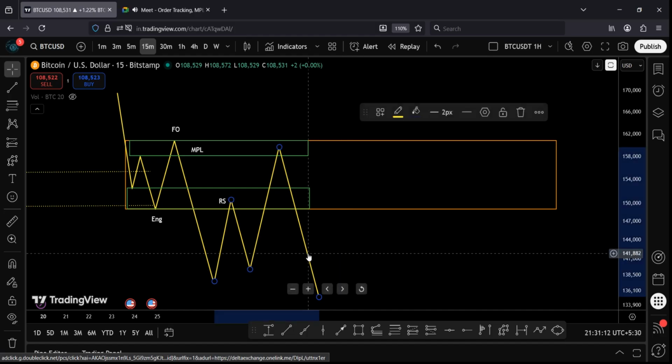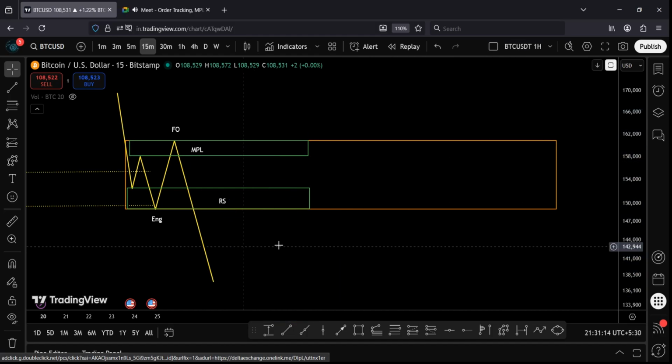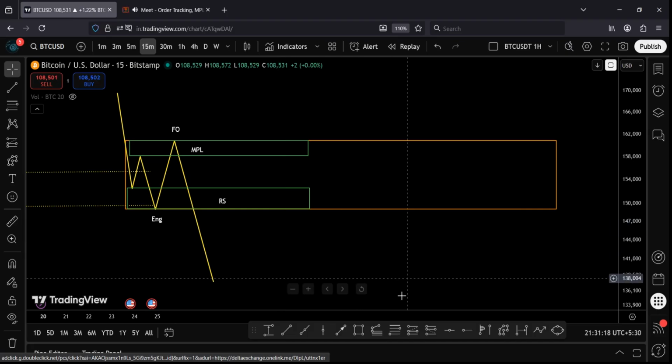So this was one structure of RS and MPL. There can be another structure like this.